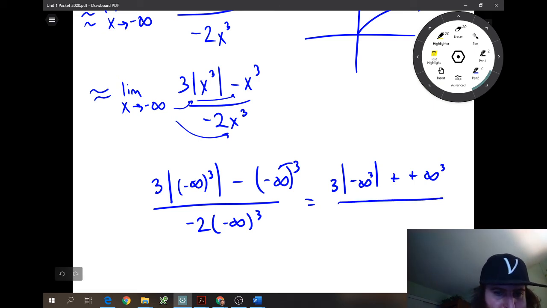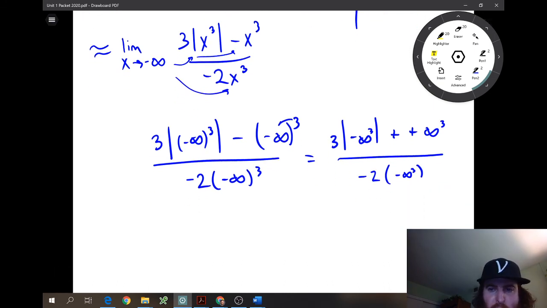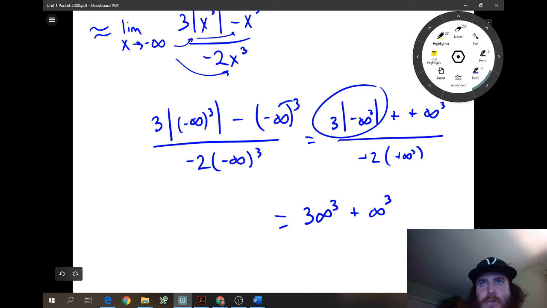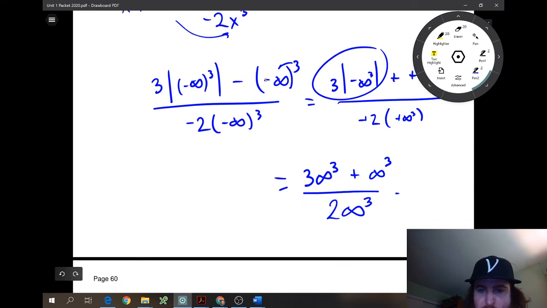And again, this is going to be negative 2 times negative infinity cubed, right? Because when you cube it, it's going to turn negative. So when you multiply them, it's going to turn positive. But now, when we do the absolute value part, that is going to force it positive. So 3 infinity cubed plus infinity cubed, all divided by 2 infinity cubed. And that's like having 4 infinity cubed over 2 infinity cubed. So the answer is 2.